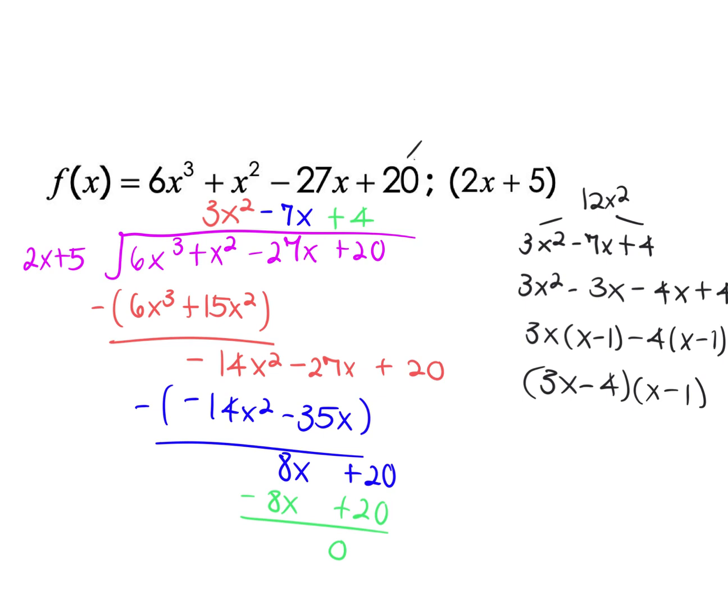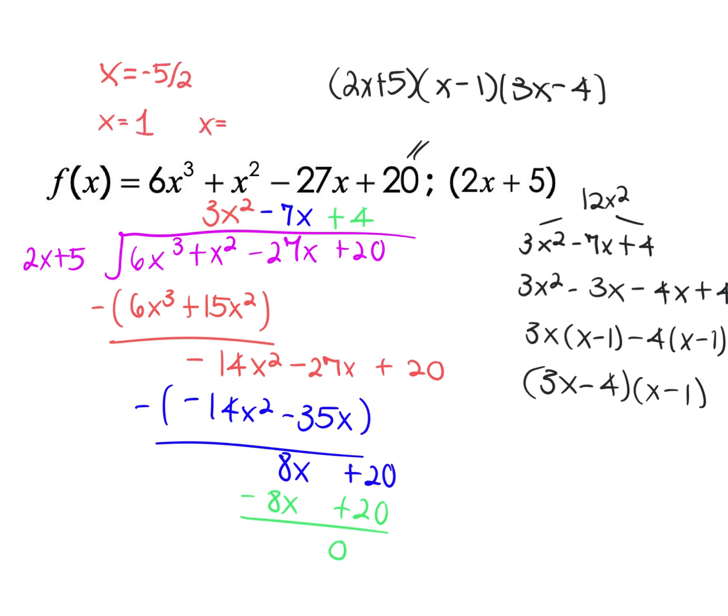So this whole thing is equal to 2x plus 5 times x minus 1, doesn't matter what order, times 3x minus 4. You then set them each equal to 0, so you get x equals negative 5/2, x equals 1, and x equals 4/3.